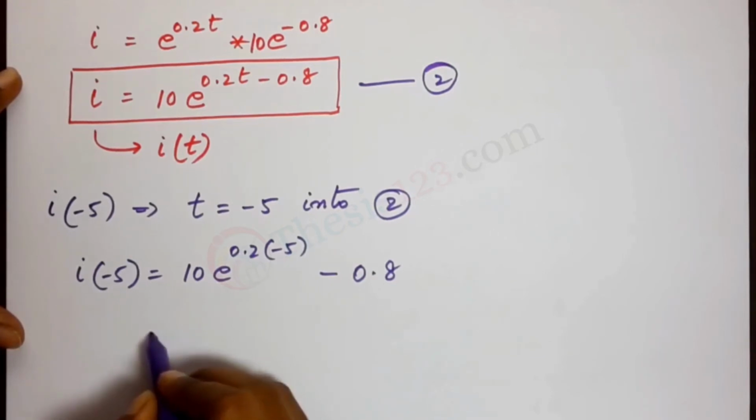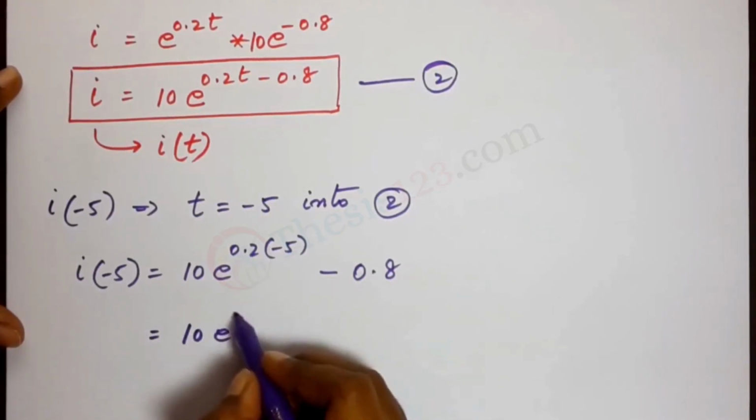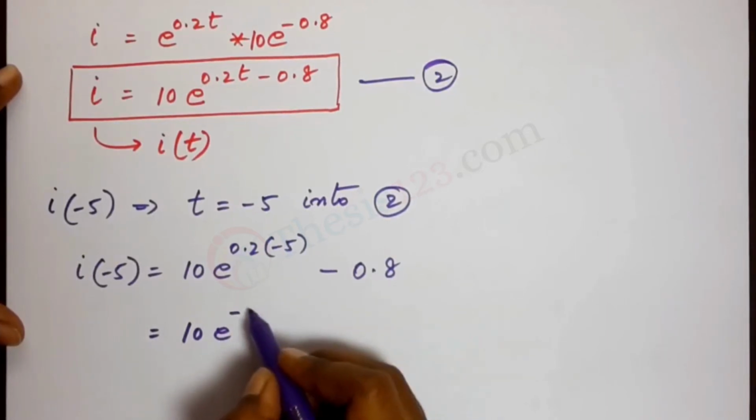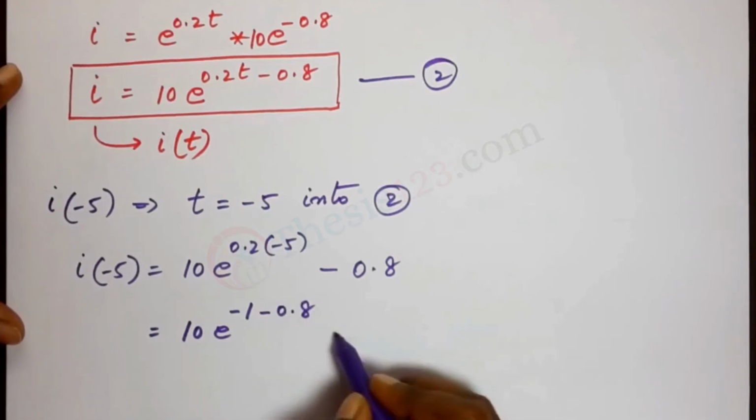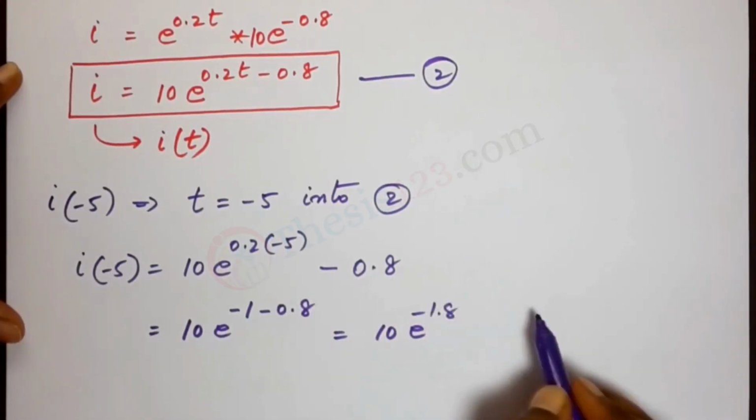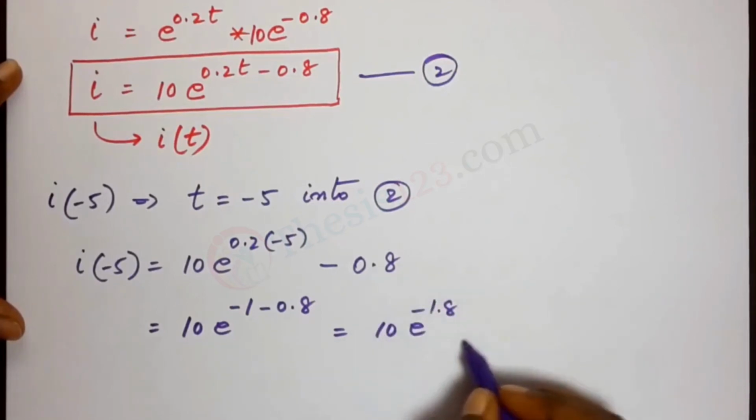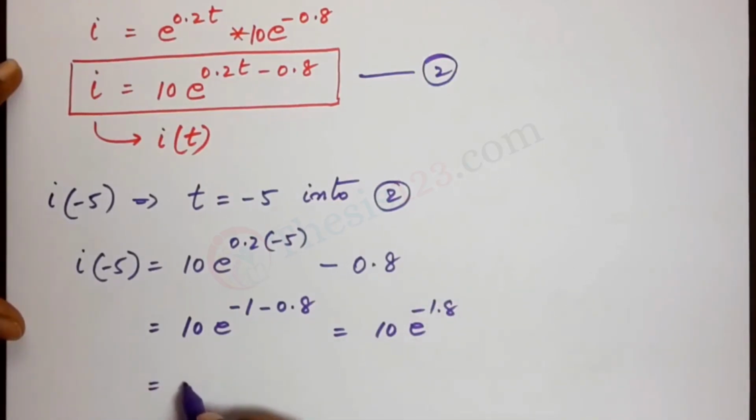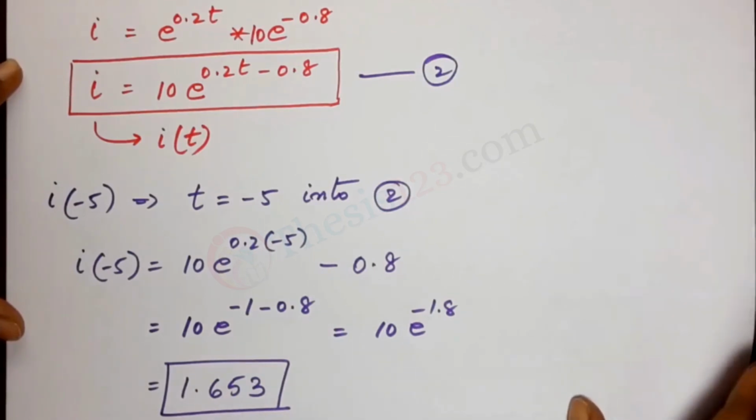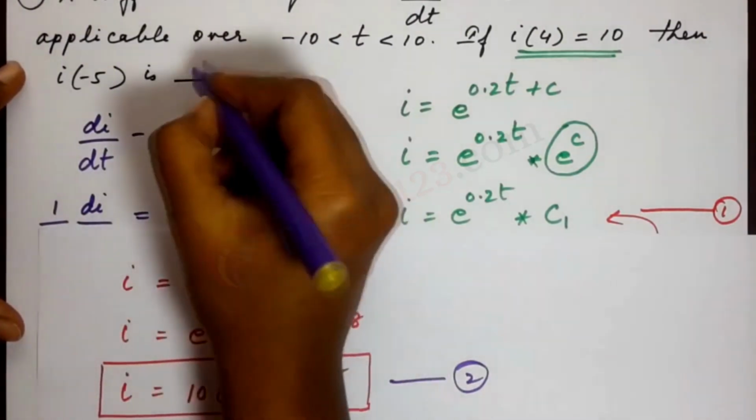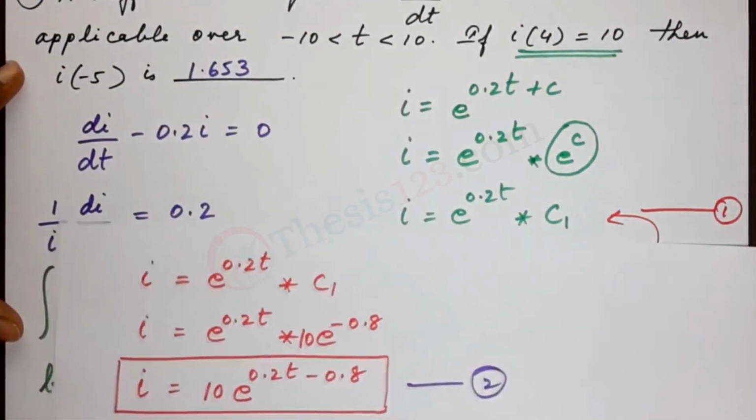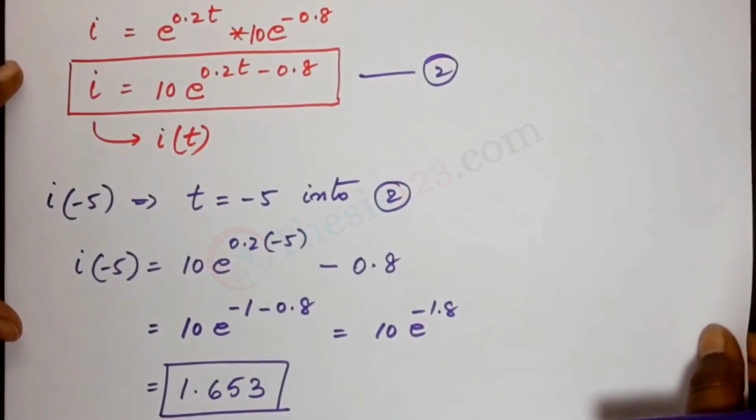Now let's solve this even further. Let's see what we get. That's 10 into e power minus 1 minus 0.8, and that's 10 e power minus 1.8. Okay, so you can use your calculator to find the final value. 10 into e power minus 1.8 should give you an answer of 1.653. So 1.653 is the final answer. Well, this is the entire solution, and I hope it has helped.